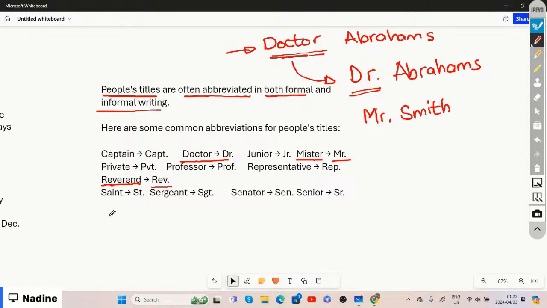Also, we can say Miss, right? And Miss is like this with a period. Miss, MS, and a period. So, for example, Miss Nadine, or you just say Miss and the surname. And remember, it needs to be capitalized, capital letter, right?